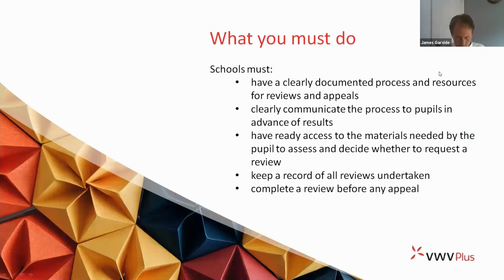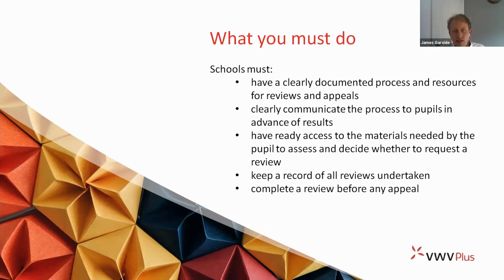Okay, so there's a few things this year that are sort of mandatory, and we'll just have a little look at those. So schools must have a clearly documented process and resources for reviews and appeals, and there'll be a range of different approaches. It's not prescribed this year in terms of specifically how you go about that. But again, it comes back to that clarity of communication with parents. So you need to make sure that a pupil will know precisely what has to happen come results day if they want to request a review and then subsequently an appeal.